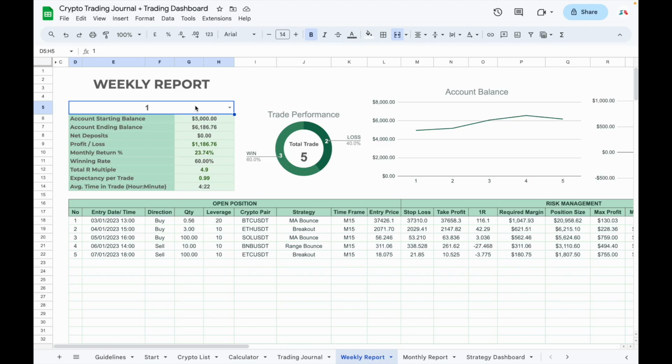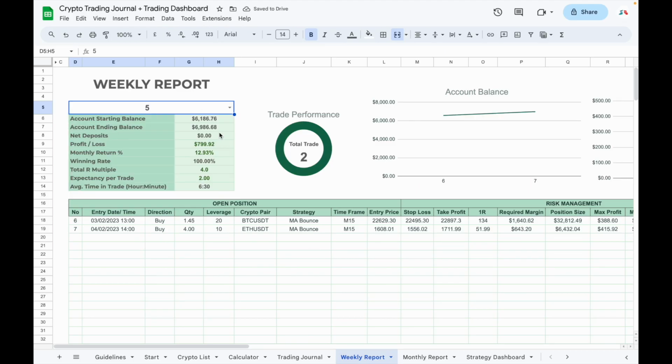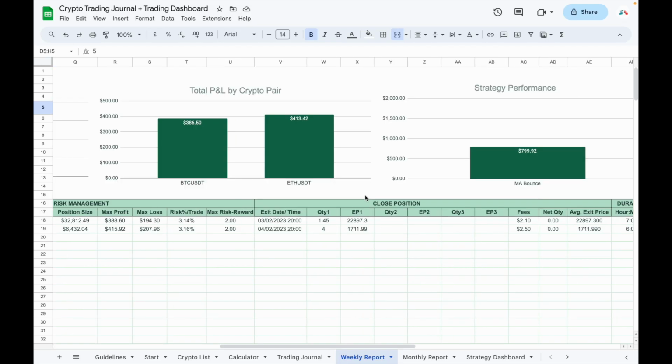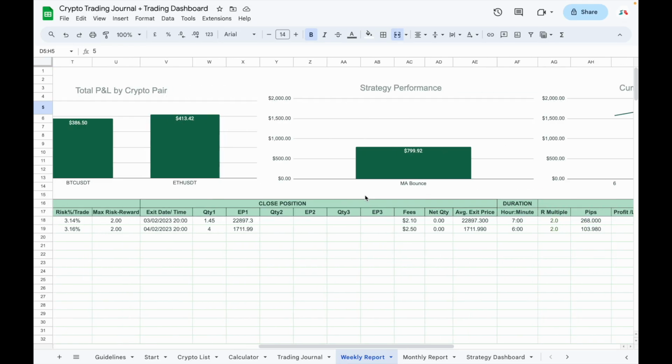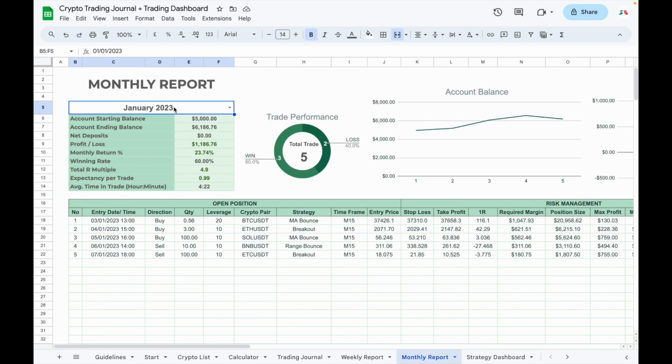Just select the week number from the drop-down list, and it will list out all the trades taken on the selected week number. It will show a summary of trading statistics such as profit and loss, return percentage, win rate, and total R multiple. The charts here show your account balance, profit and loss by crypto pair, strategy performance, cumulative P&L, and account drawdown.